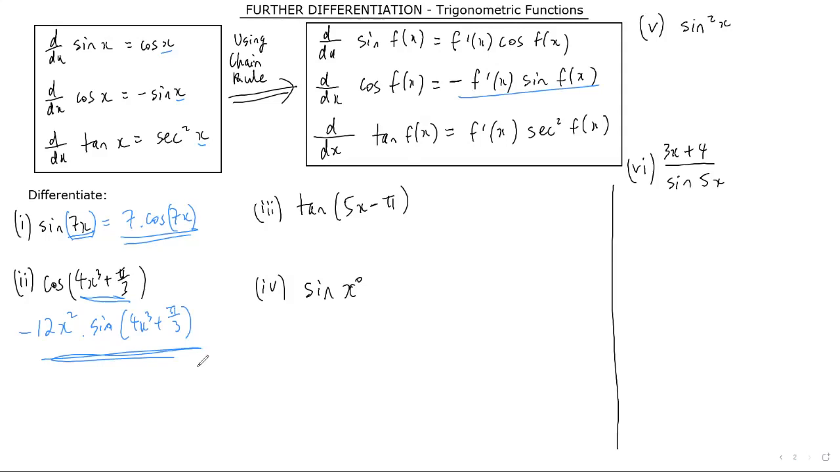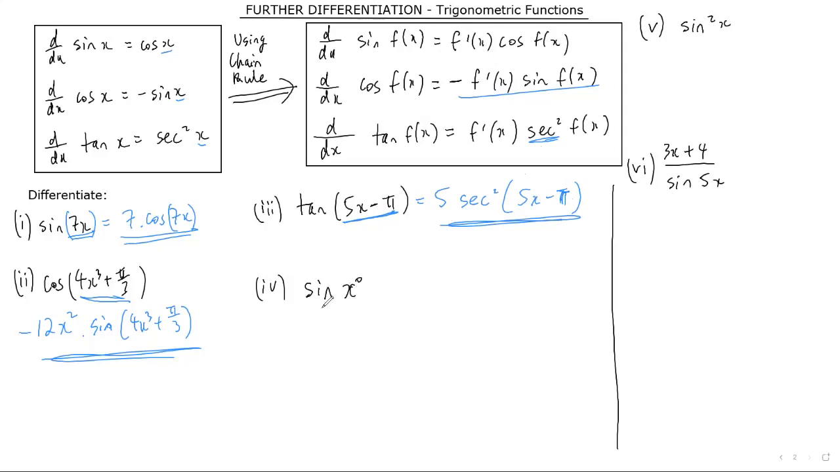What if we want to differentiate tan of 5x minus pi? Exactly the same thing, except this time we're using sec squared. So the differentiation of 5x minus pi, again, pi is just a number. So 5x is the key component here. So differentiation of 5x is 5. So it's 5, and then it's sec squared of 5x minus pi. And that's it.